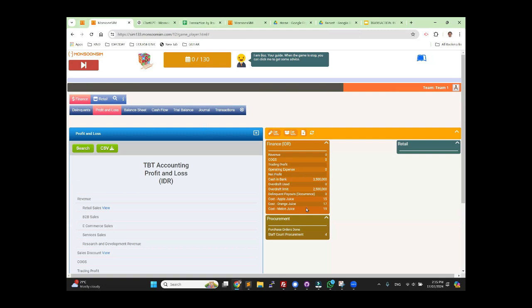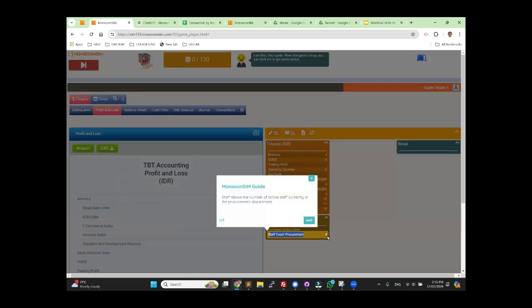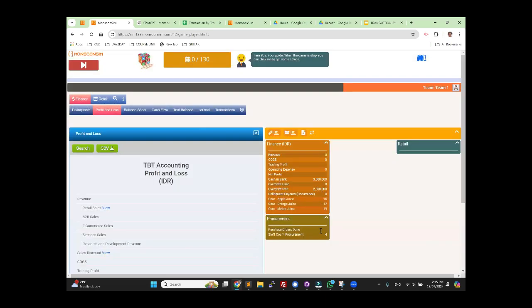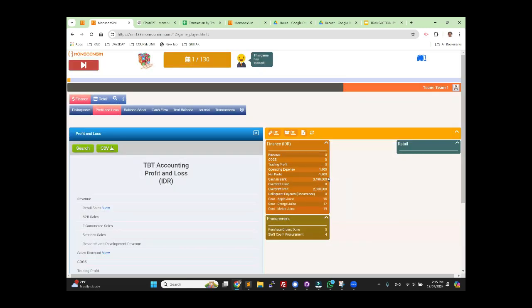Okay. So because we have 4 staff working in procurement, if you look at it, right? Staff count in procurement 4, right? And you know that each staff costs 350. So 4 of them will be 1,400, right? Having this department is going to cost me money. Okay. So let's see what happened. I'm going to click 1 day. And indeed, my operating expense is 1,400. And therefore, my net profit now is minus 1,400.